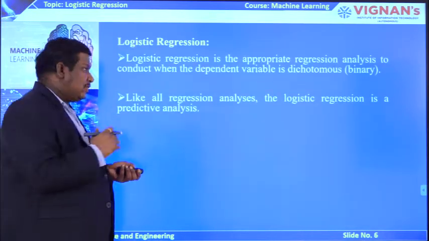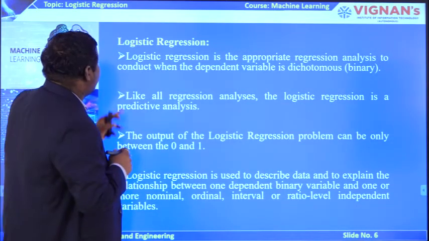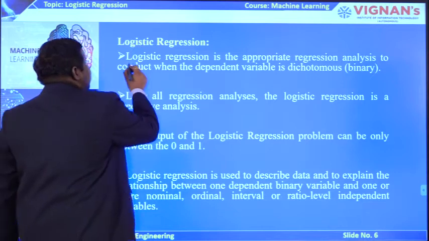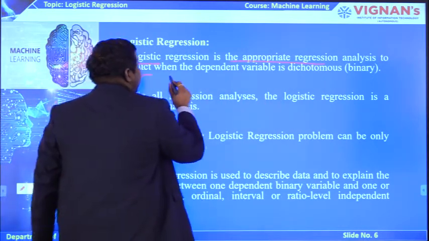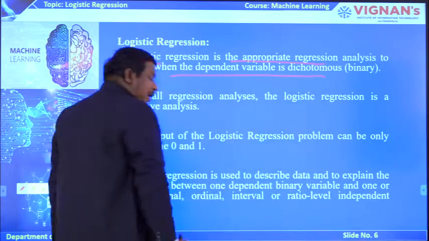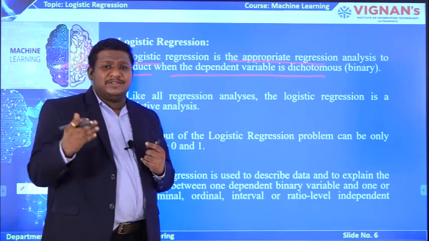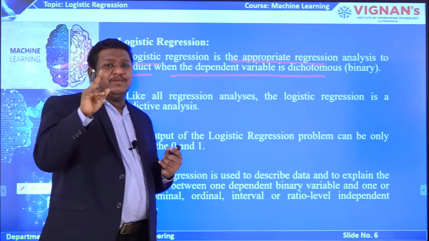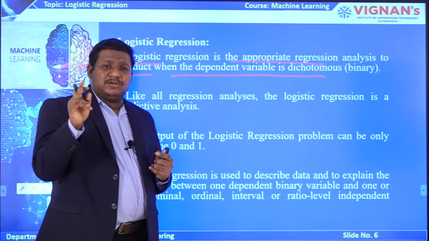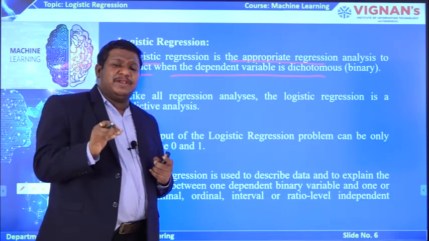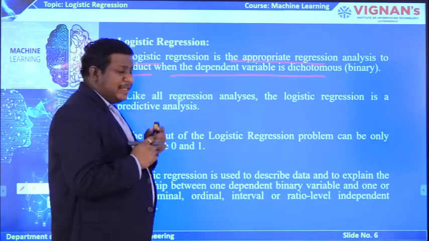Let us move on to logistic regression. What is logistic regression, and how is it going to be useful to us? Logistic regression is the appropriate regression analysis to conduct when the dependent variable is dichotomous. I already told you dichotomous means binary. That means you have only two values, either 1 or 0, true or false, yes or no, correct or wrong. Whenever a dependent variable has only two values, in such cases logistic regression is mainly used.